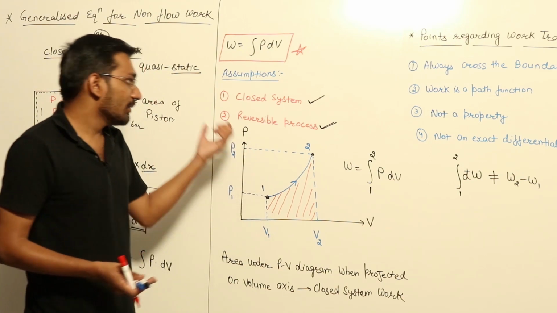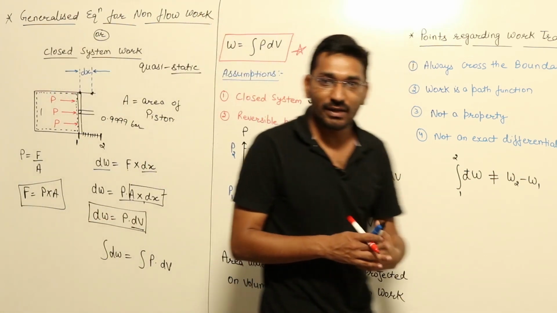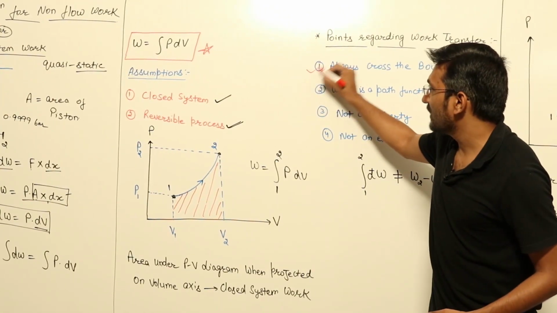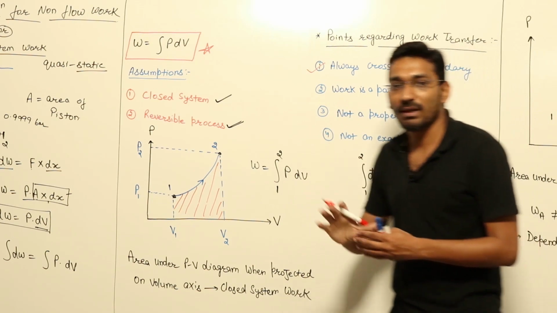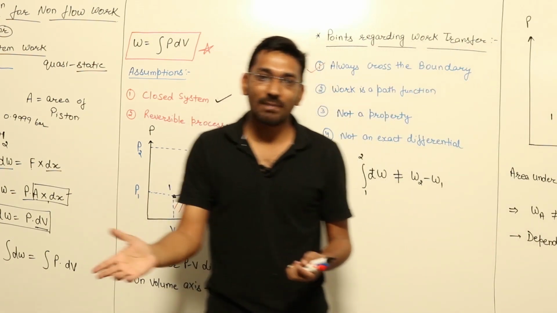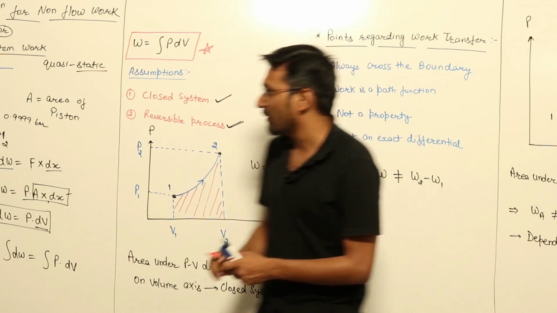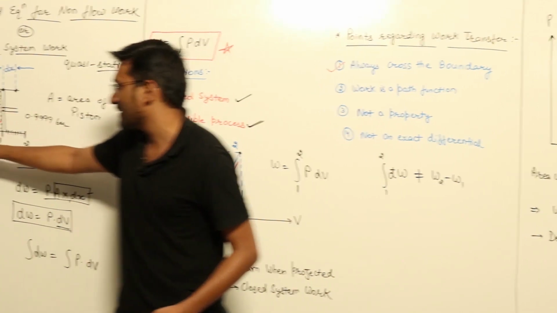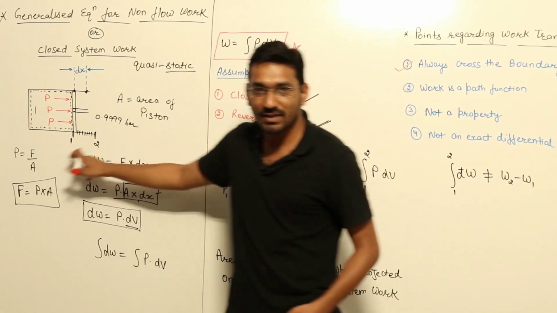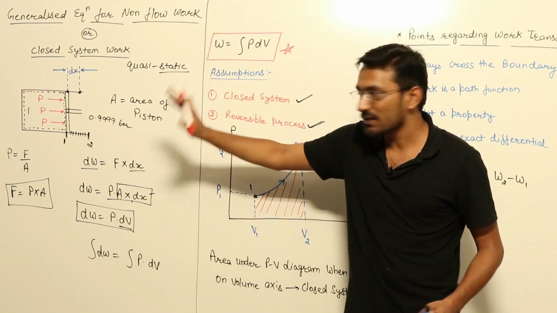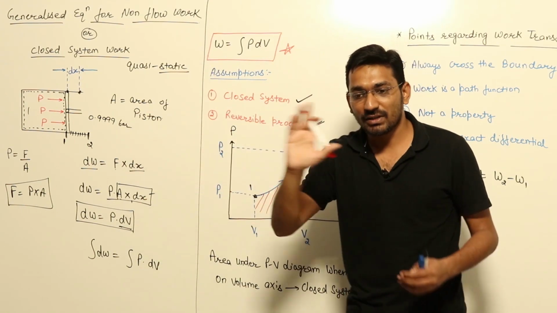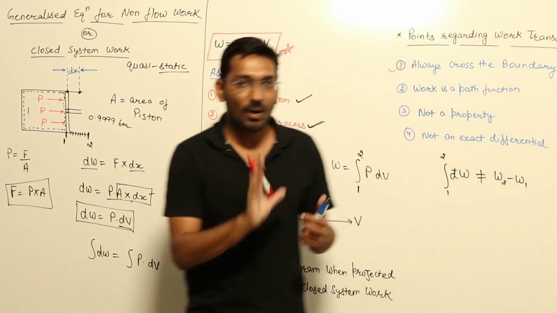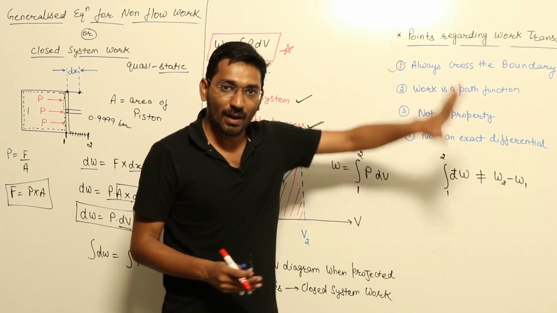Now we have to see what the important points regarding work transfer are, right? First of all, we already saw in the definition of thermodynamic work that work must cross the boundary. If the work is not crossing the boundary, and if I take this whole piston cylinder arrangement as my system, there is no work transfer here because work is not crossing the boundary. So thermodynamic work must cross the boundary. The first important point is that it is a boundary phenomenon. It will always cross the boundary.